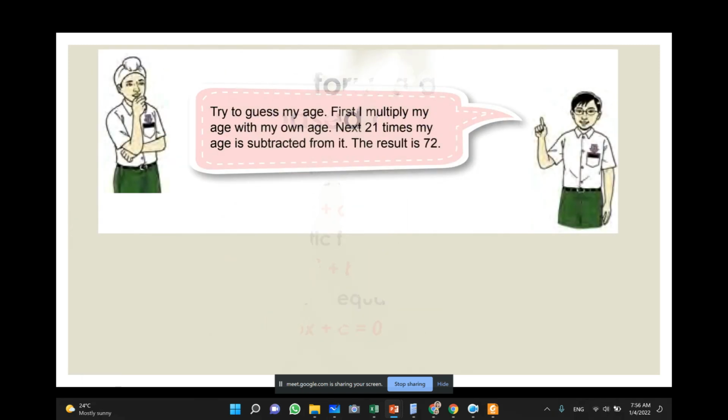Okay? If you look at this conversation, just now we learned the 3 types of different quadratic expression, right? Expression, equation, and also function. So based on this situation, try to guess my age. First, I multiply my age with my own age. So do you know what is his age or not? No. Don't know, right? It's going to be an x. Yes, very good. If you don't know what is the value of the x, we will represent it with an unknown. It can be x, it can be y, it can be p, q, r, anything as long as it's a letter, a variable.